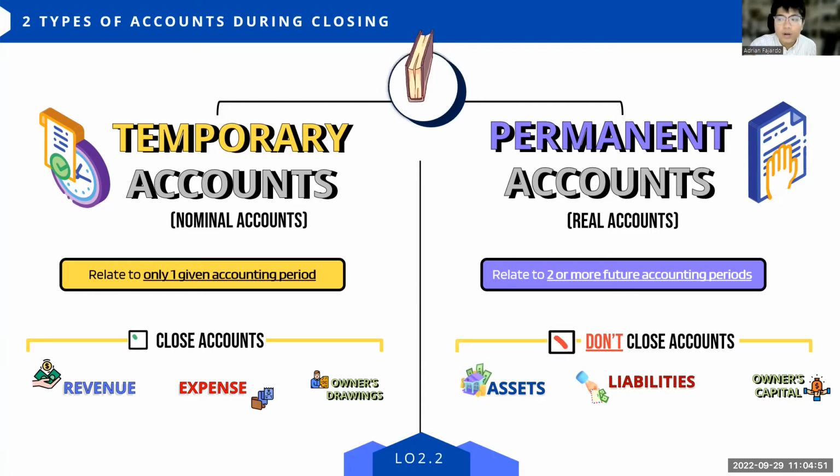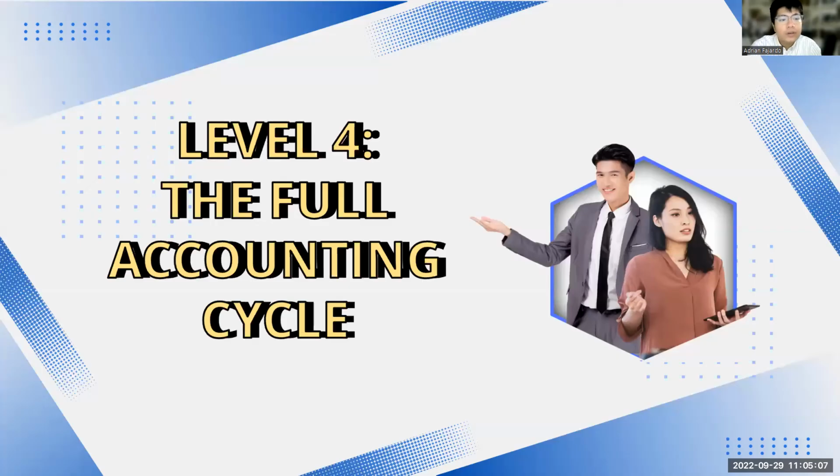Because they relate to 2 or more future accounting periods. So for the sake of comparability, we have to make sure that we update them. We don't zero them out. So we don't zero out assets, liabilities, owner's capital, or the balance sheet items, right? So that ends our full accounting cycle.